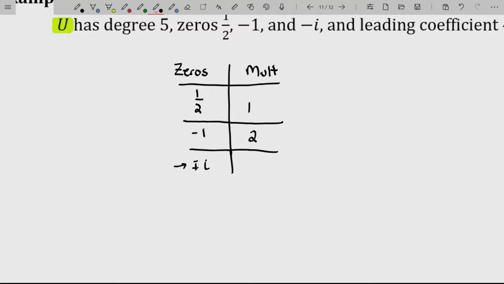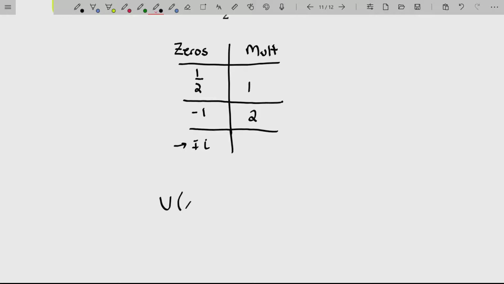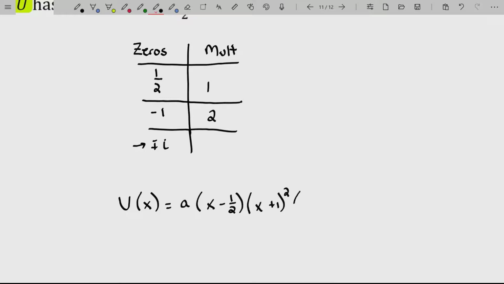Again, complex zeros come in pairs. And so now we can build our polynomial. They titled it U. I'm going to assume it's U of x. We do not know the coefficient, but we know the zeros. x minus 1/2 will be a factor because 1/2 is a zero of multiplicity 1. (x plus 1) squared is a factor because x equals -1 is a zero of multiplicity 2.